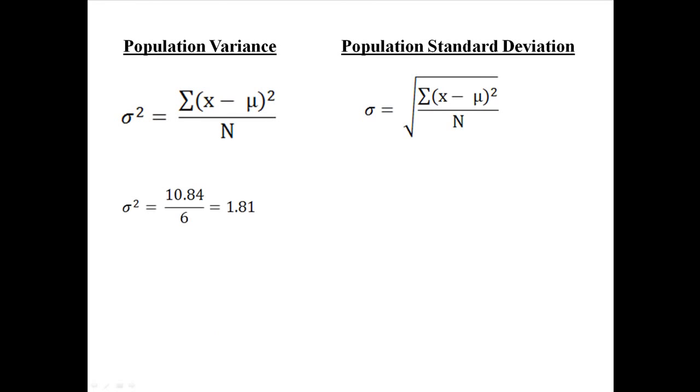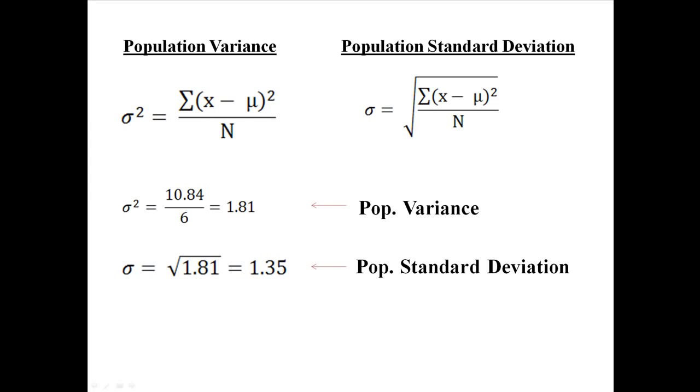So back to these equations, we found the variance to be 1.81. Now the standard deviation is actually pretty easy to find, because in order to find it, you just take the square root of the variance. So if our variance is 1.81, that means our standard deviation is 1.35. That's the population variance and the population standard deviation.